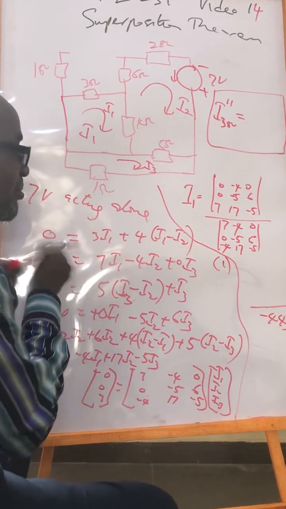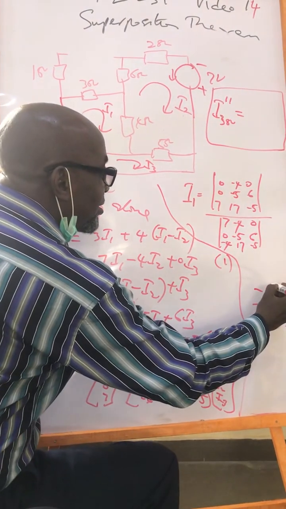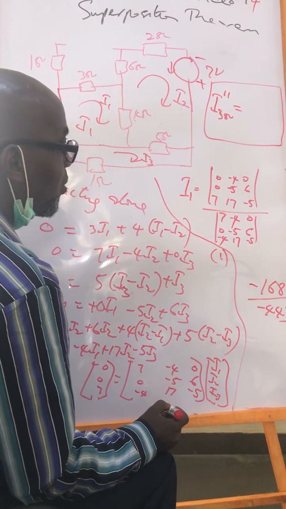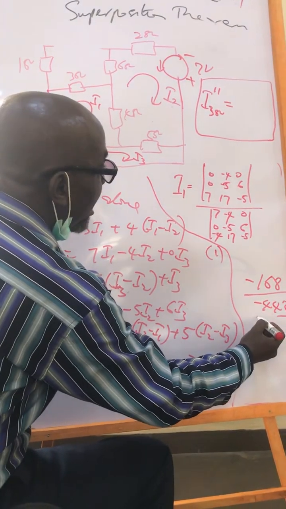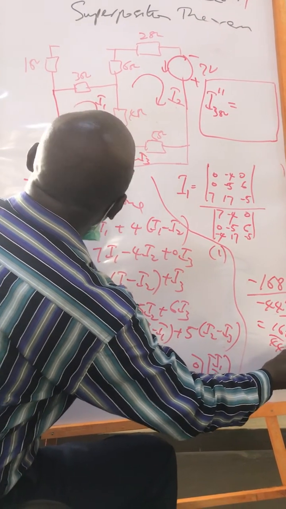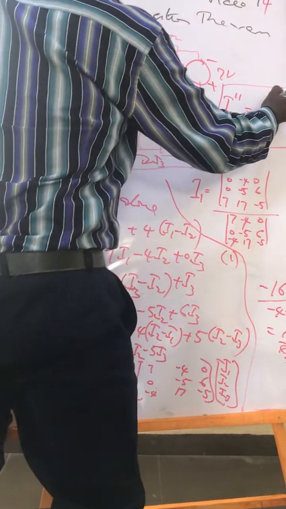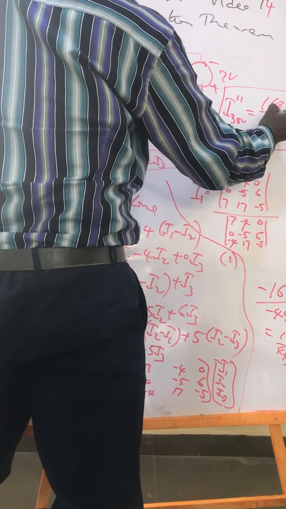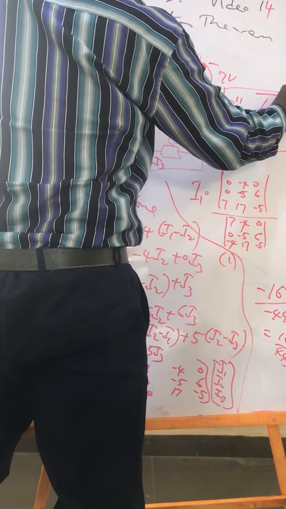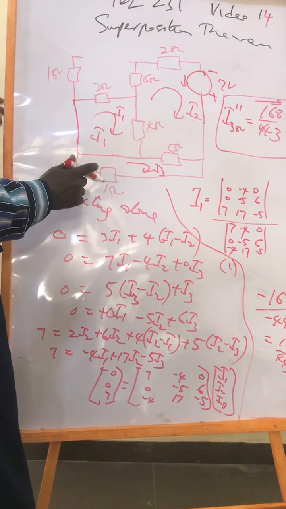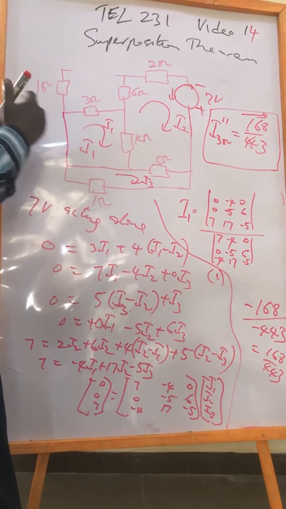What is it? Minus 168. Yes, which means it's going to be plus at the end of the day. 168 over 443. It is still saying that direction, because we got positive. That means that is the direction. Now we have gotten it, so we keep that too.